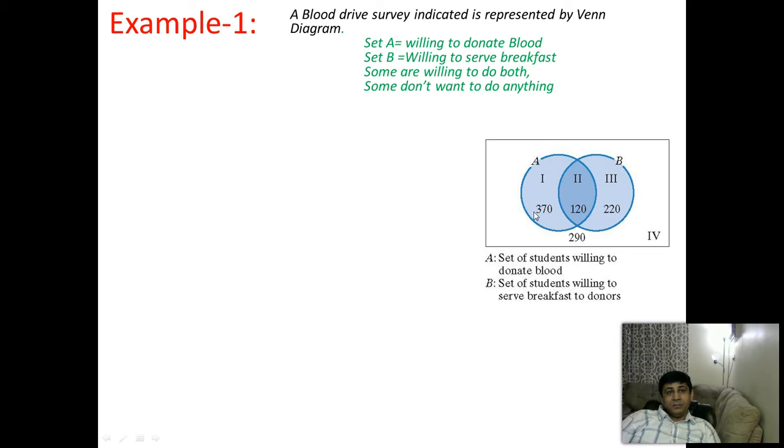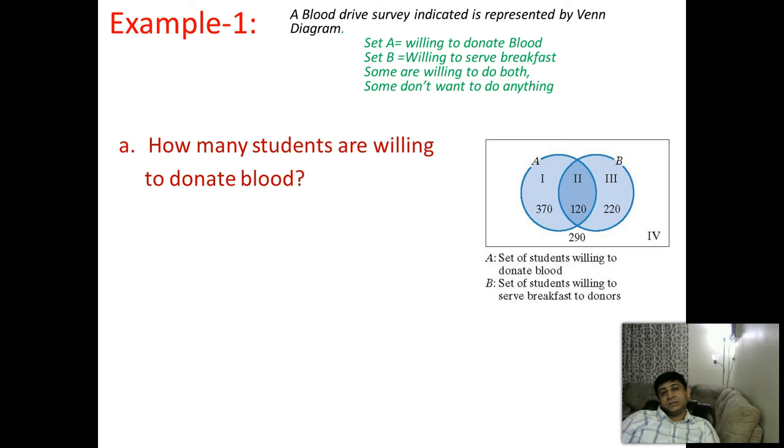The set A, the circle A, represents those who are willing to donate blood. And the set B shows the group of students who are willing to serve the breakfast. Based upon this Venn diagram, we will answer some questions. The first question is, how many students are willing to donate blood?